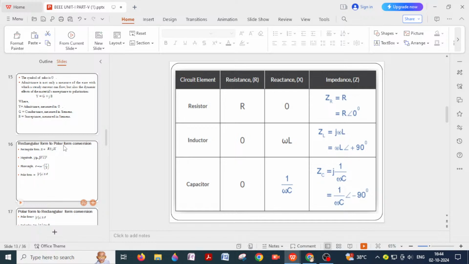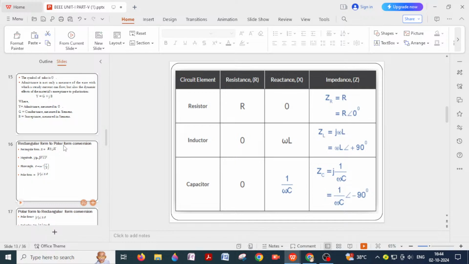So the unit of impedance is what? Ohm. Resistance, reactance and impedance, these three terms have the same unit, ohm. So what is the unit of admittance? It is mho, M-H-O, mho. So it is reciprocal to the impedance.